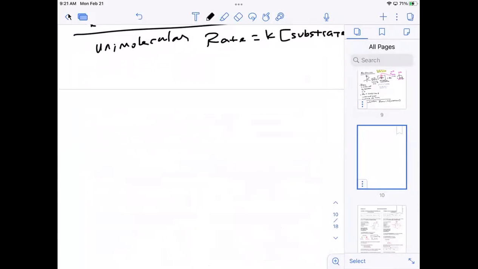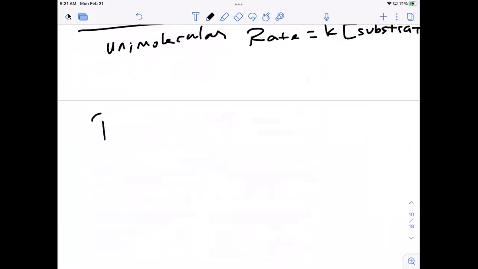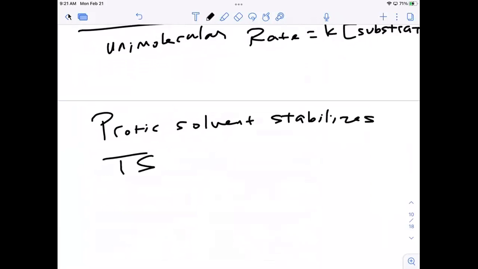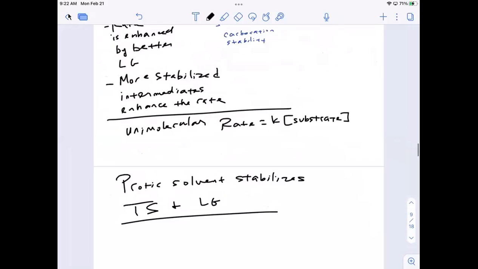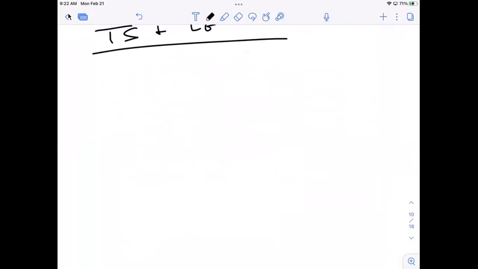But in this case, for SN1, it's going to stabilize the transition state and the leaving group after it departs. So what do you think the transition state looks like for this reaction? Let me show you the energy diagram.